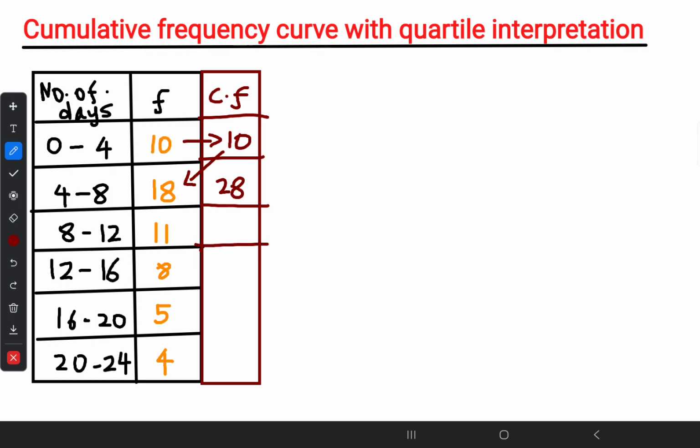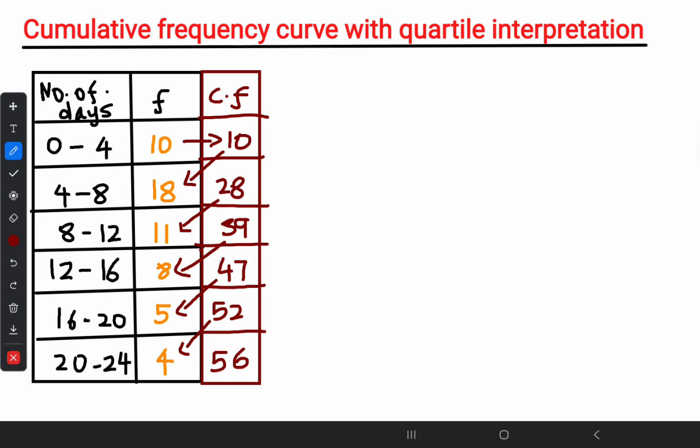Thereafter, same thing. 28 plus 11, it would be 39. Thereafter, 39 plus 8, it is 47. Then 47 plus 5, it would be 52. 52 plus 4, it is 56. So totally the cumulative frequency was 56. 10 plus 18, 28. 28 plus 11, 39. 39 plus 8, 47. 47 plus 5, 52. 52 plus 4, 56.